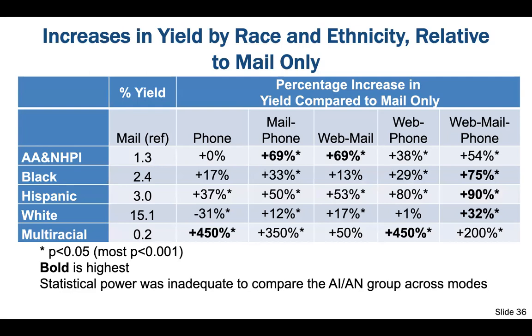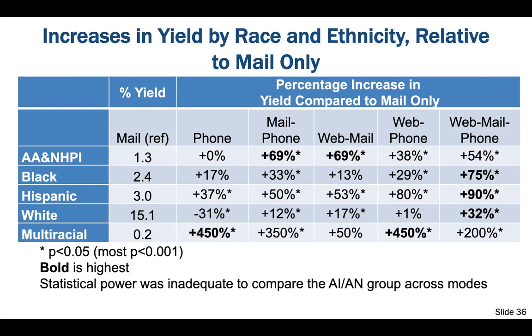The first column shows the fraction of all respondents who fell into each of these categories. So the first column basically tells you that if you use a mail-only approach, you'll get 2.4 Black respondents for every 100 total surveys that go out, and we don't know of those 100 people how many of them were Black, for example.